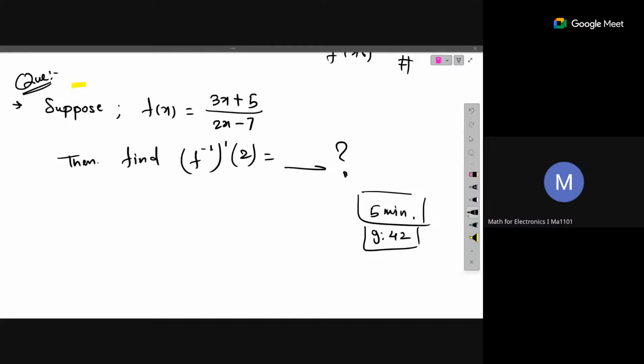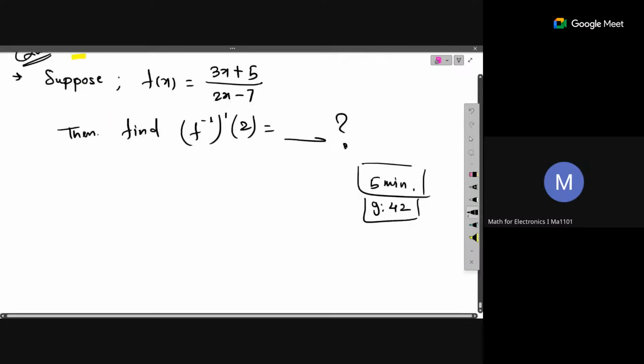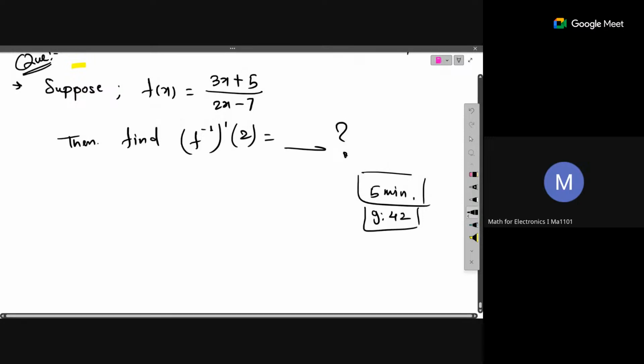Okay, so I have one answer. Let's try to solve this question. So here a function is given to us and we want to find the derivative of its inverse too. Okay. So then what can we do?